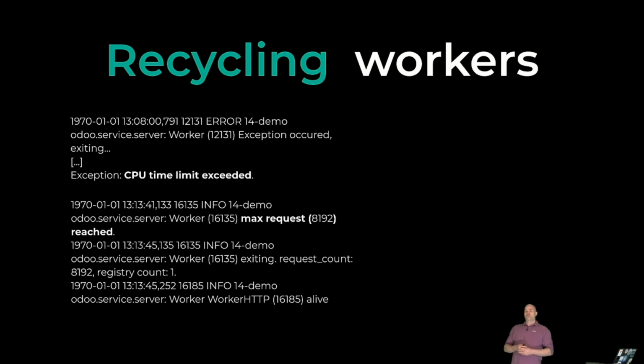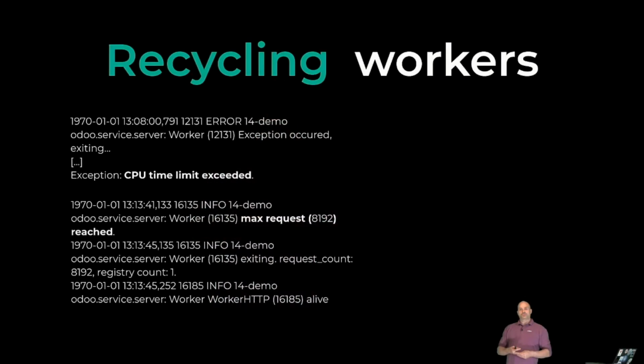When we are using workers, there is a Python mechanism: when Python uses memory, it doesn't release this memory, which means the more the worker is working and using memory, the more the memory consumption is on the server. To solve this, there is a mechanism in Odoo which is recycling workers. Recycling workers means killing a worker and launching a new one.